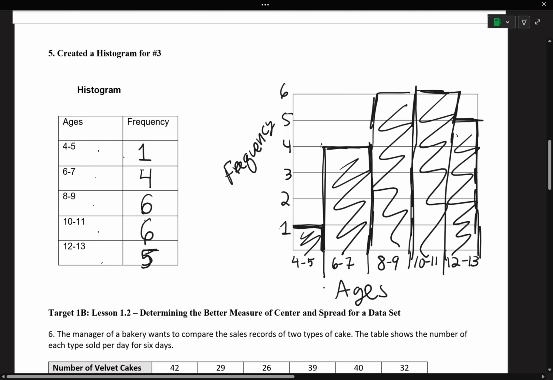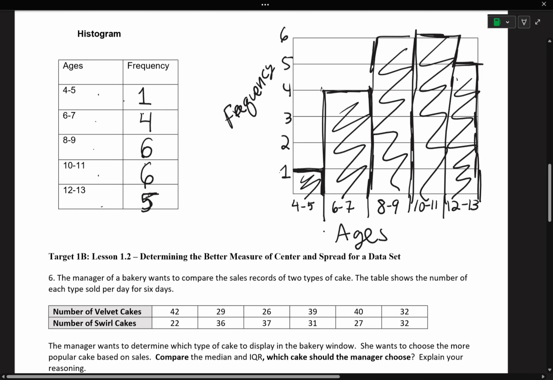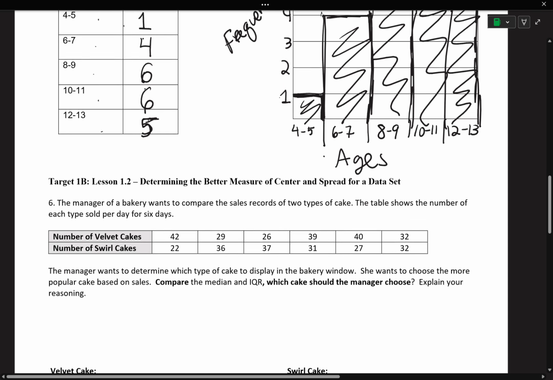bars for our histogram. If yours aren't connected, that's fine. I think on my physical answer key, they are not connected. But that's okay, because I feel way more comfortable drawing these on a computer because it's easier to erase and start over. Okay, number 6.